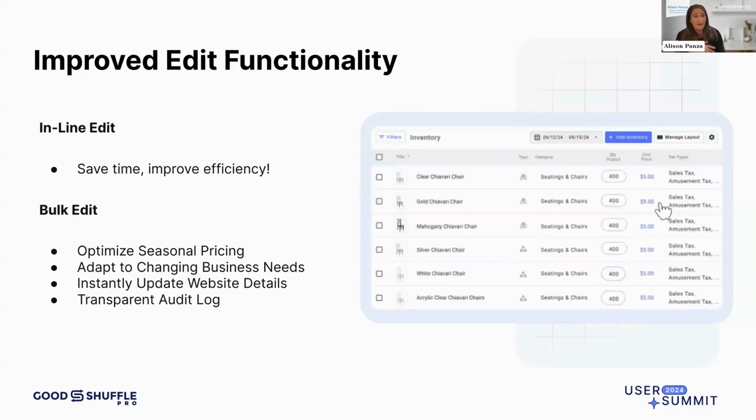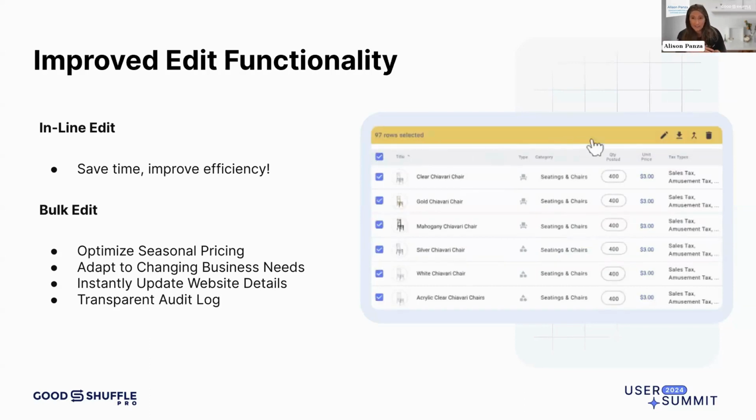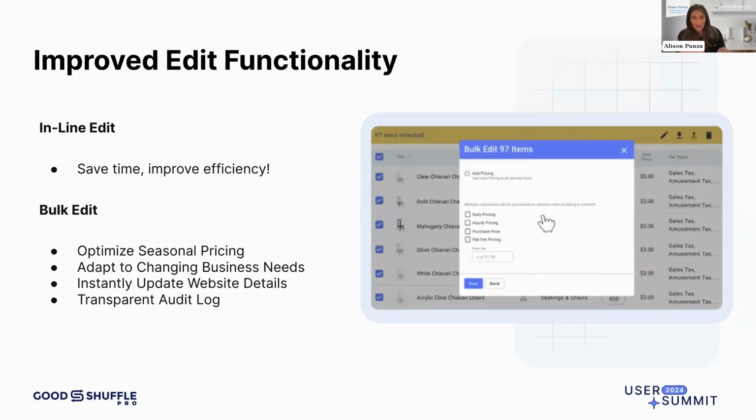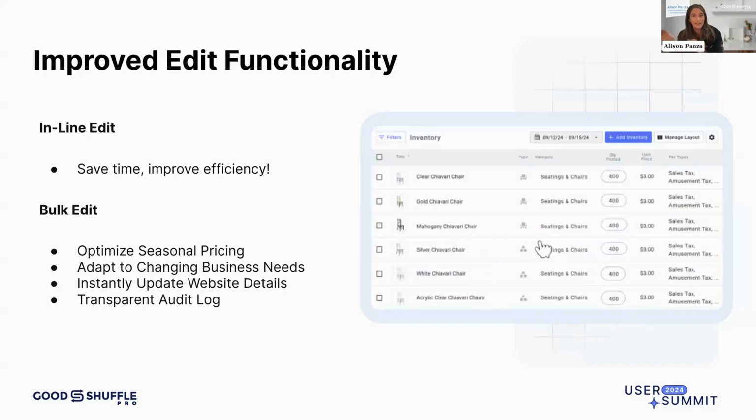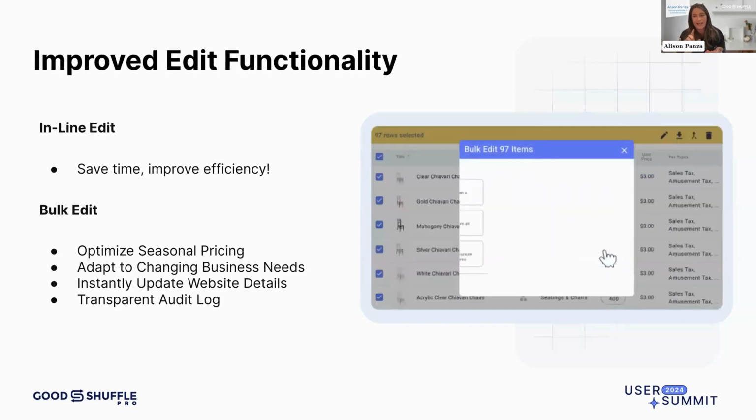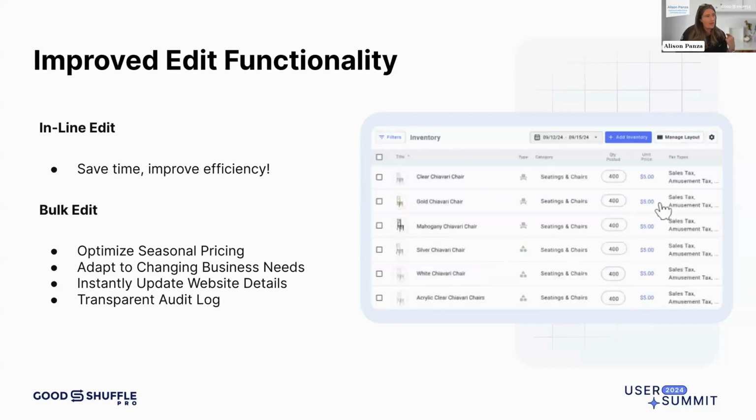I had a user very recently who just purchased dozens of new chairs. And instead of having to search for each of those chairs, going in, doing the edit, you can edit the quantity posted really quickly in line, save yourself a ton of time, make sure that all of your inventory items are up to date.